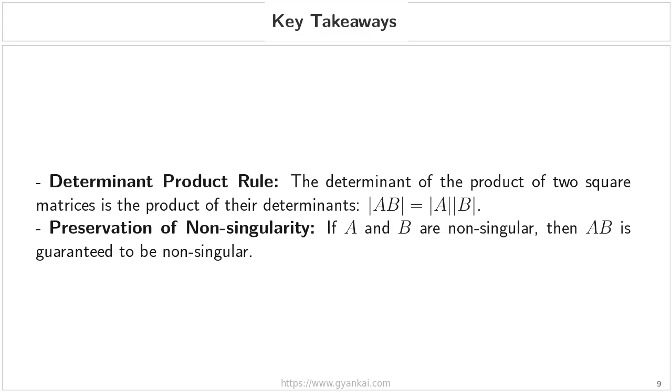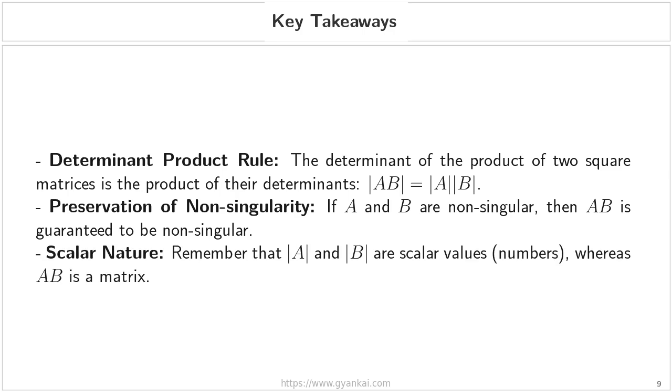Second, we have the principle of the preservation of non-singularity. As we proved in our logical breakdown earlier, if you start with two matrices, A and B, that are both non-singular, you are guaranteed that their product, AB, will also be non-singular. The property of being invertible is preserved through multiplication.